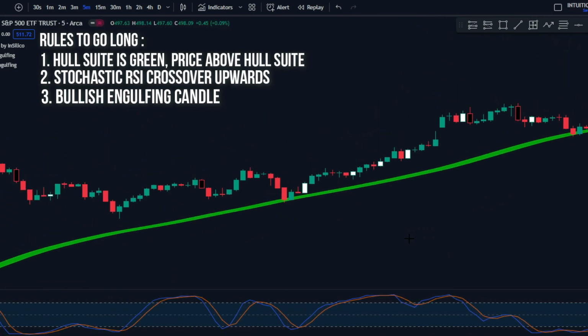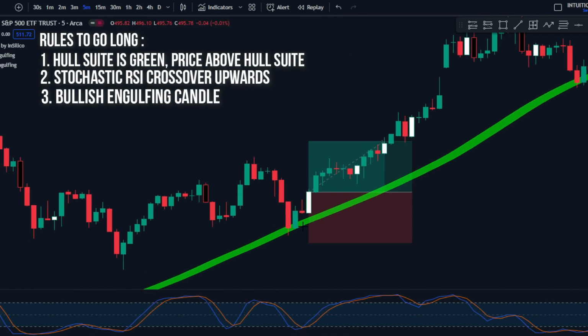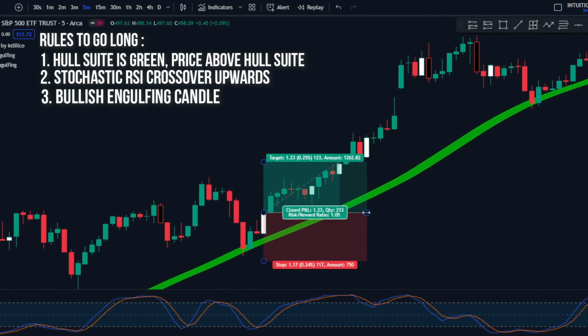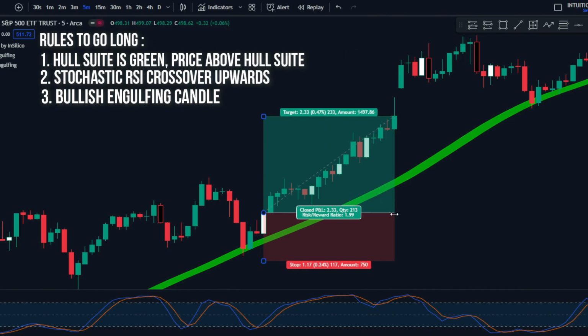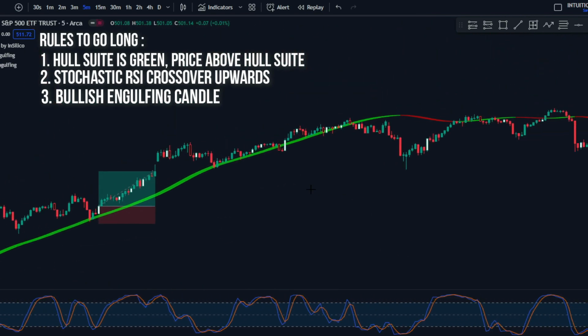So we want to take the position right here because you can see that it came from an oversold zone. We have the crossover, price is above the house sweep, and there's a bullish engulfing. Stop loss wise, put it below the lowest point right here, the previous swing low, and then we want to aim for a 2:1 risk to reward ratio. If you personally like it, you can also go for a 1.5:1. Same thing, we want to look for another crossover and a bullish engulfing.